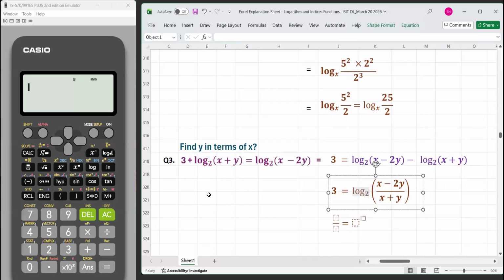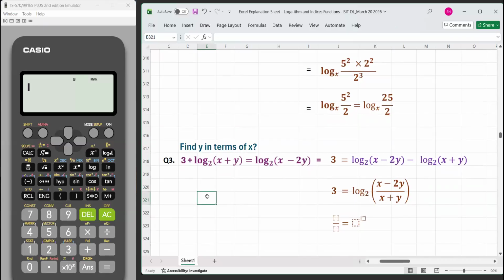How do I get rid of the log? At this stage, a lot of people don't know what to do. Do you remember the rule for changing from log to exponent? Do you remember the rule?